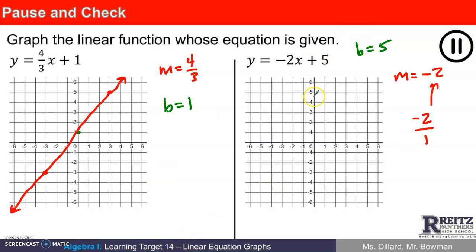I'll make the y-intercept happen at 5 on the y-axis. From that point, rise over run, I'll go down 2 and right 1, and down 2 and right 1, and down 2 and right 1. I'll fill the whole space in the graph that I can. And then I'll connect it all with a line. Remember that lines go on forever, so you should draw arrows at the end.